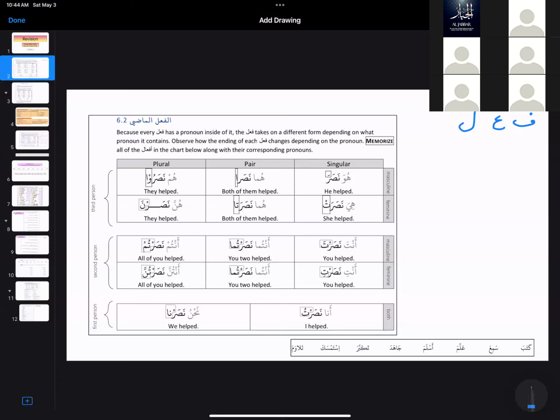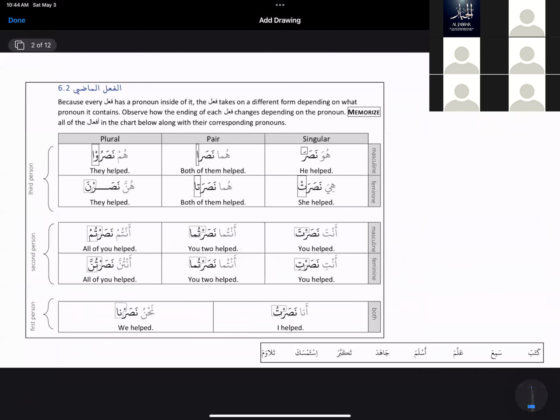So now if we start with the fi'l madi, all these 14 pronouns. So the first one is called huwa nasara. If I ask you in nasara, where is my fa kalima? You guys can take turns one by one and answer whenever I ask you. Noon is fa kalima. Where is ain kalima? Swad. Swad is the ain kalima. And where is lam kalima? Ra. Ra is the lam kalima. Right?